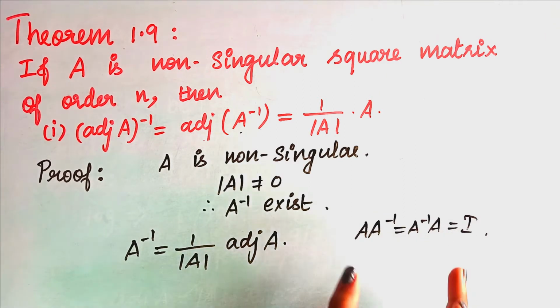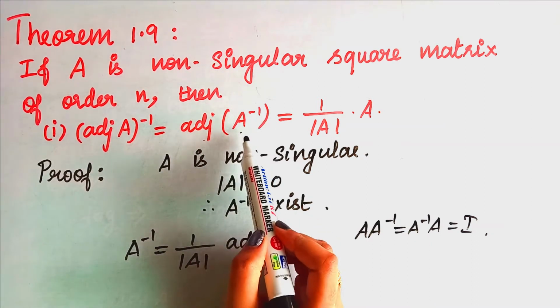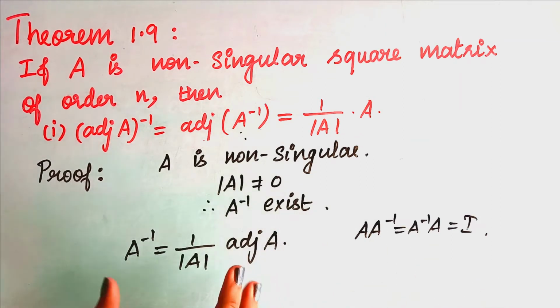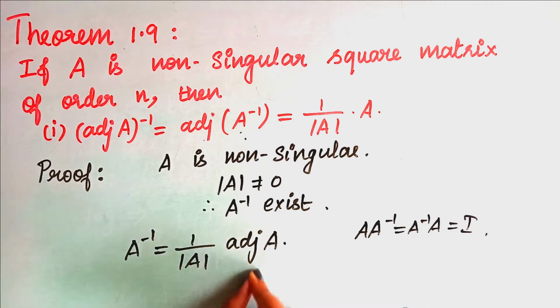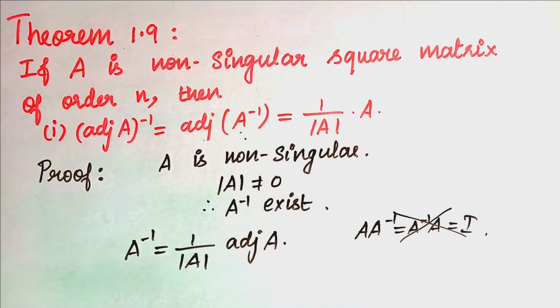But why am I not using this instead of this is because in the question they have given a clue that there is A inverse and adjoint A. But in this formula we only have A inverse and we don't have adjoint A. But in this formula we have both A inverse and adjoint A. So that's why I am using this formula and I am not using this formula.